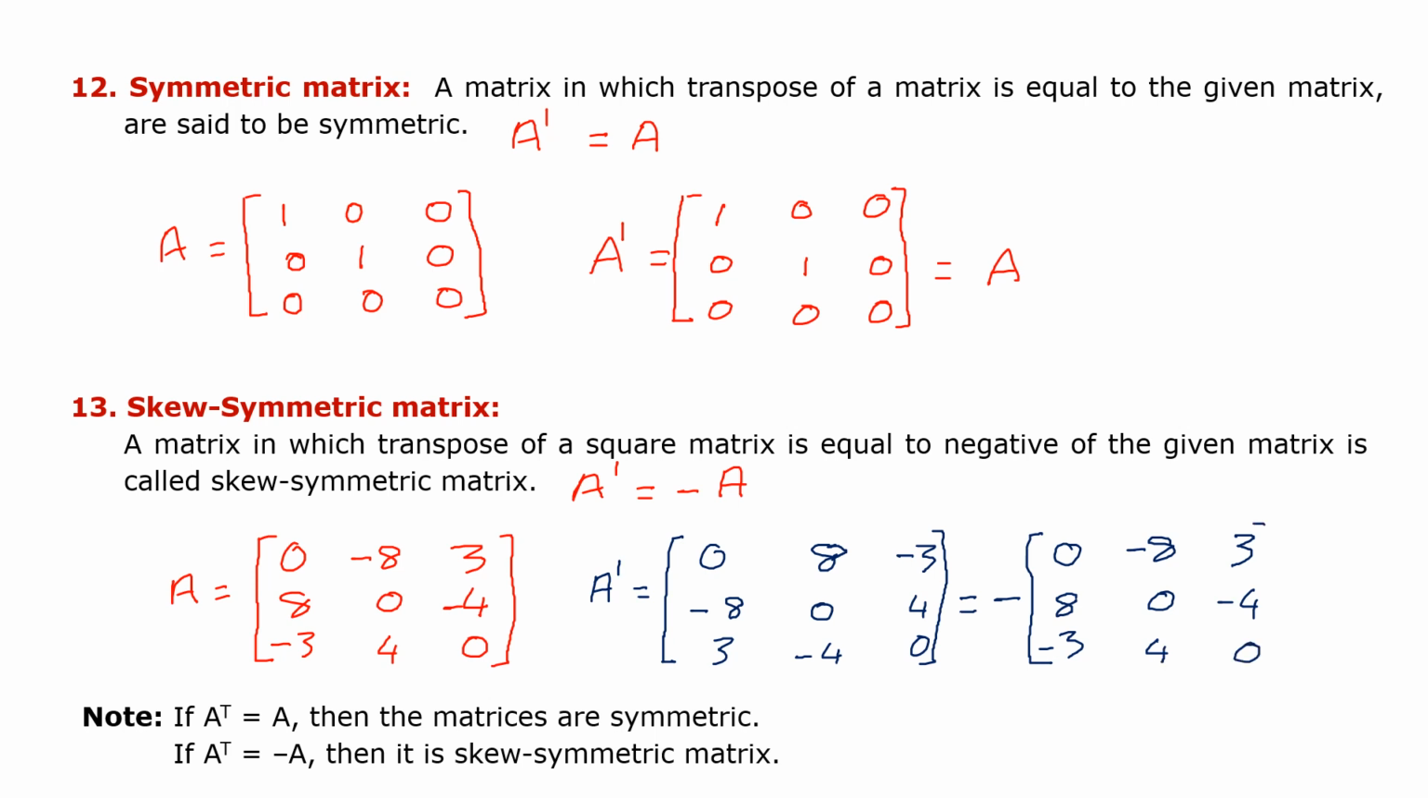0 has no effect. So now you see, what is this within the bracket? This matrix, is it not the same as the given matrix? 0, minus 8, 3, 8, 0, minus 4, then minus 3, 4, 0. So this is nothing but minus A. So this fulfills the condition. The transpose of a matrix is equal to negative of a given matrix. Such type of matrix is called skew symmetric matrix.